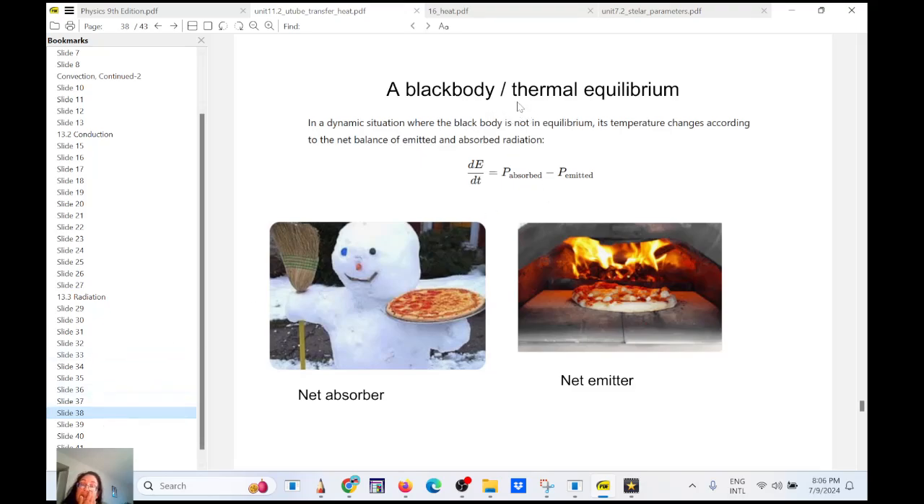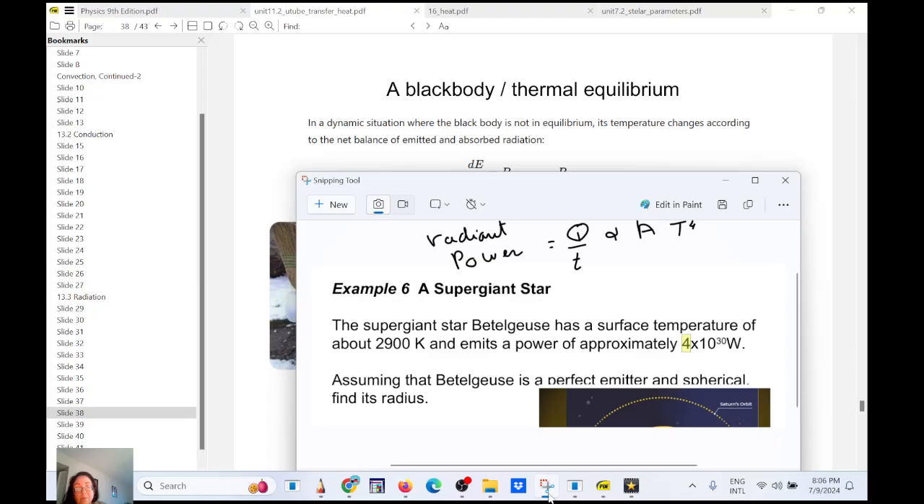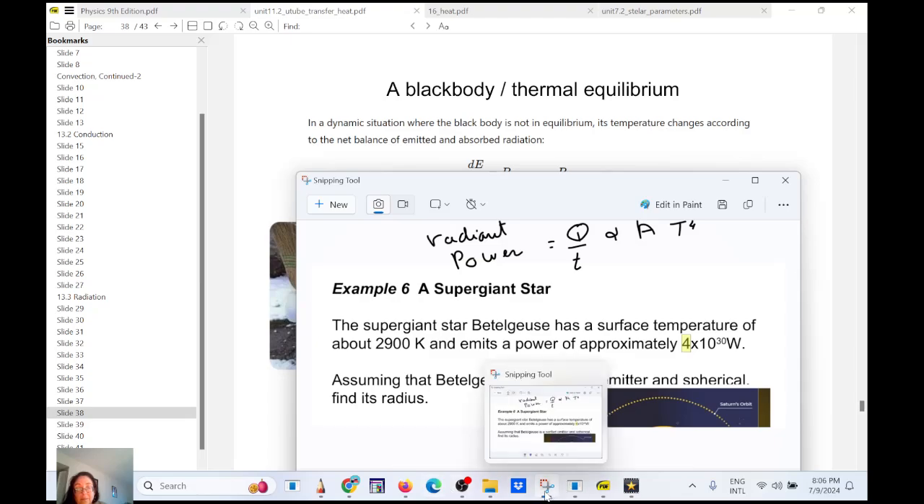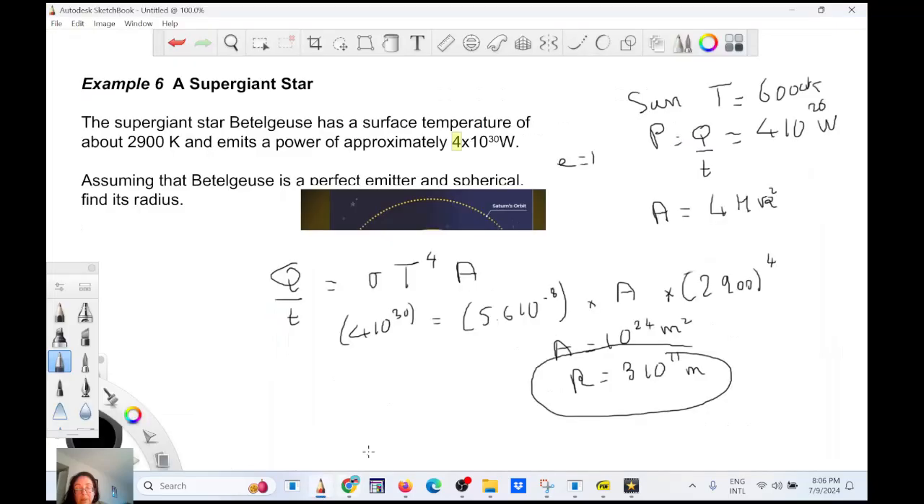Okay, so black body and thermal equilibrium. So if you have a body which is in thermal equilibrium, that means that the amount of energy that it absorbs will be equal to the amount of energy that it will emit, right? So that will be a perfect black body. But you can have a black body that will absorb more than it emits and still be a black body.